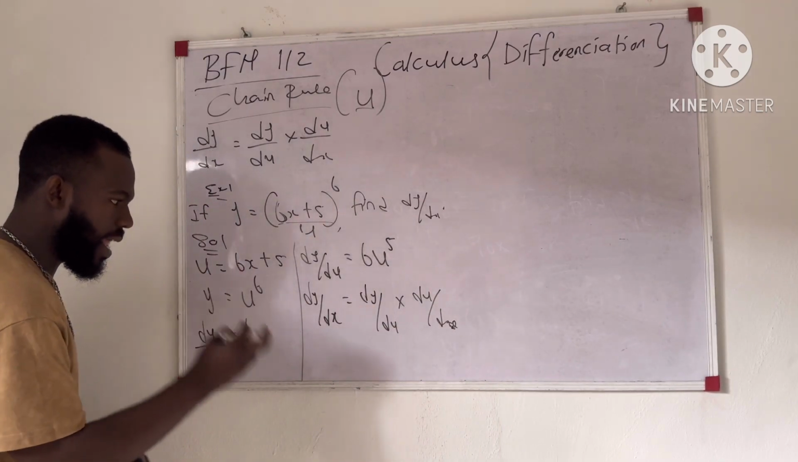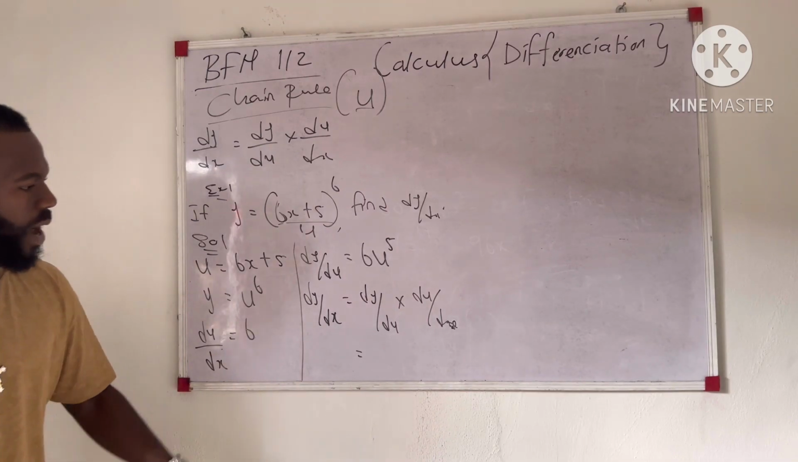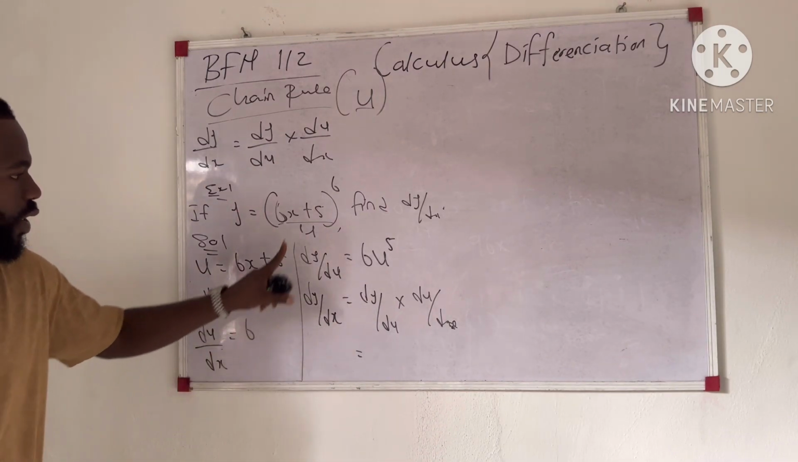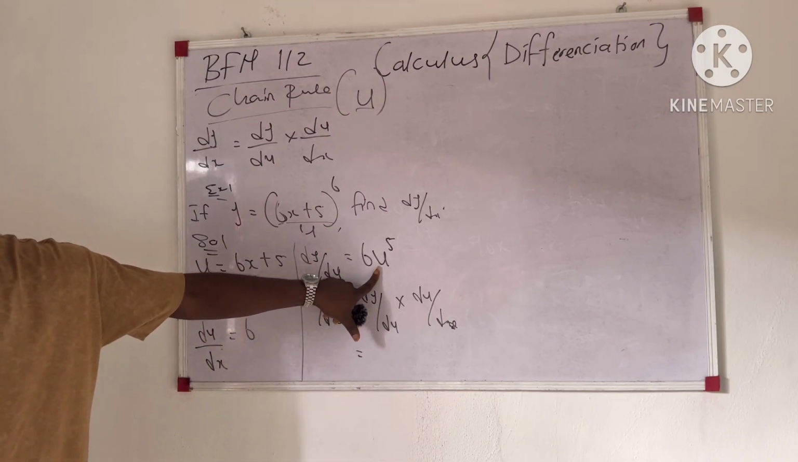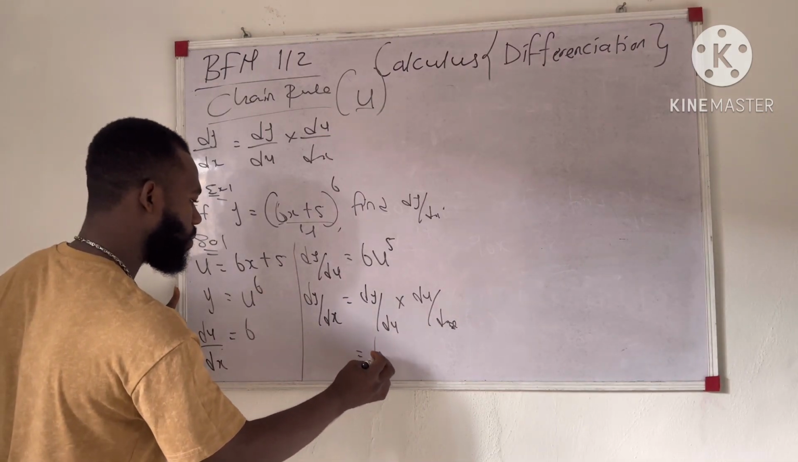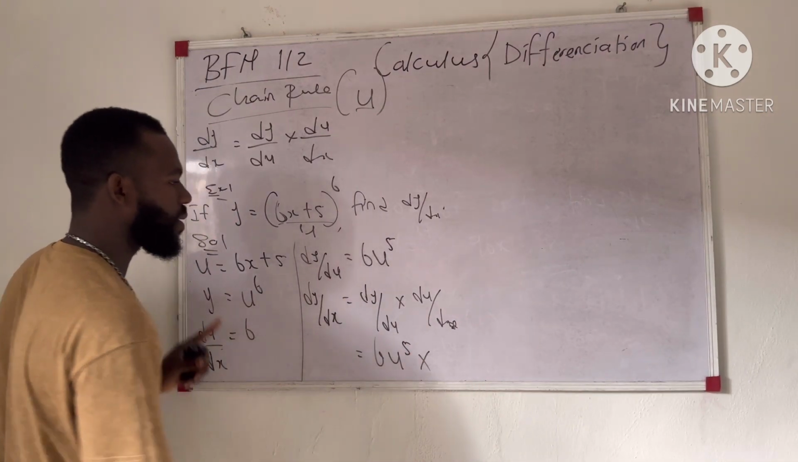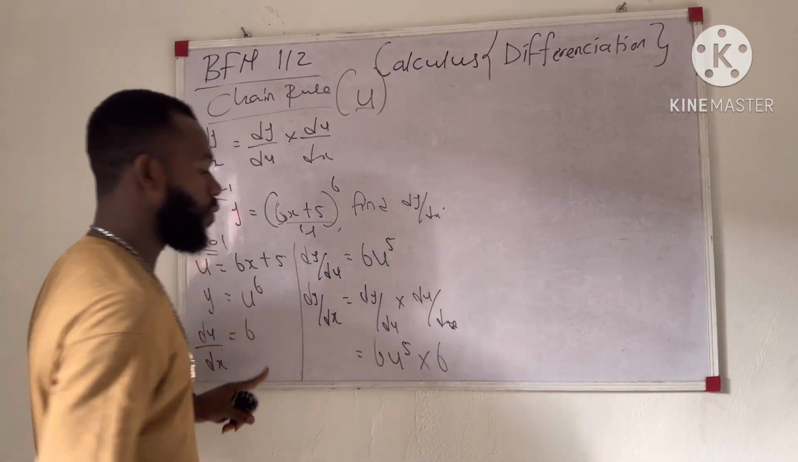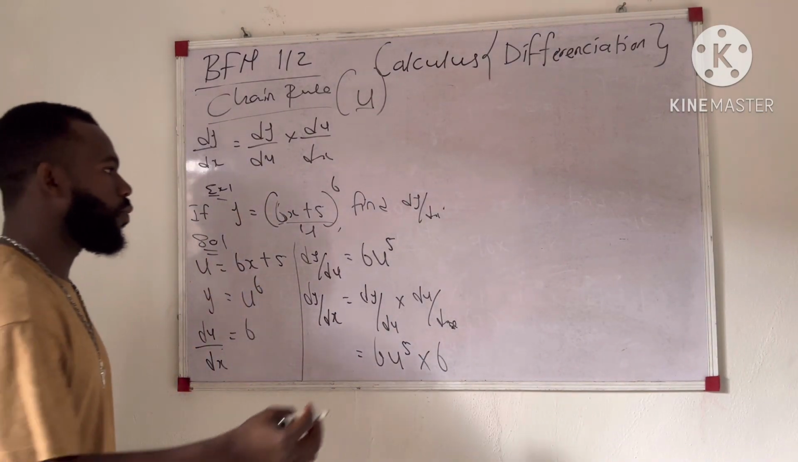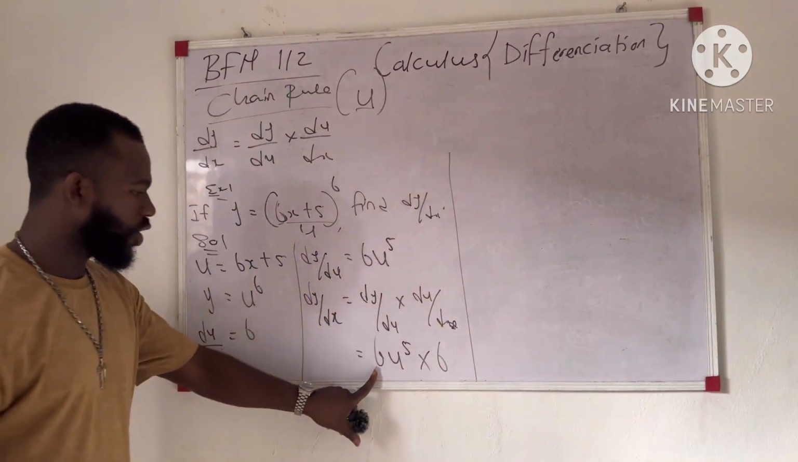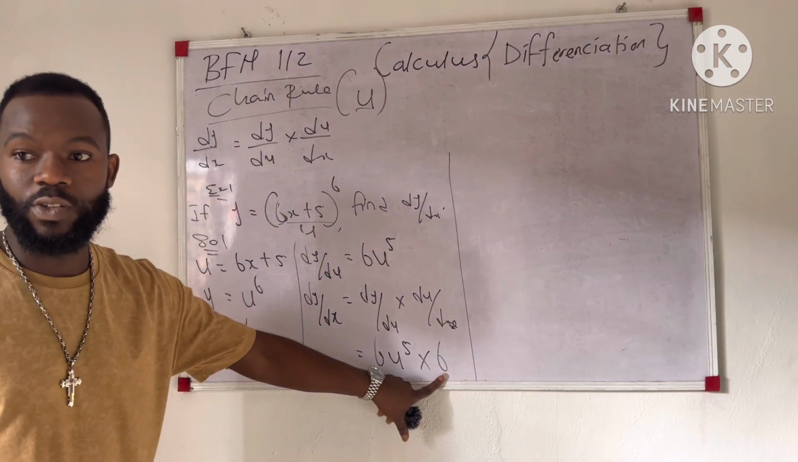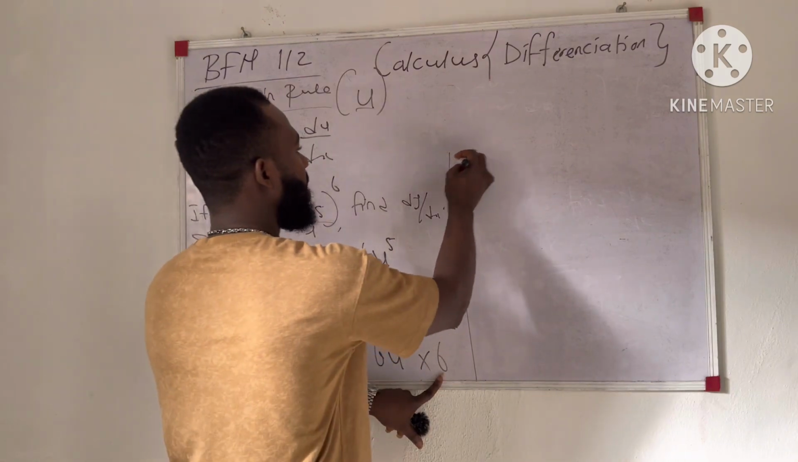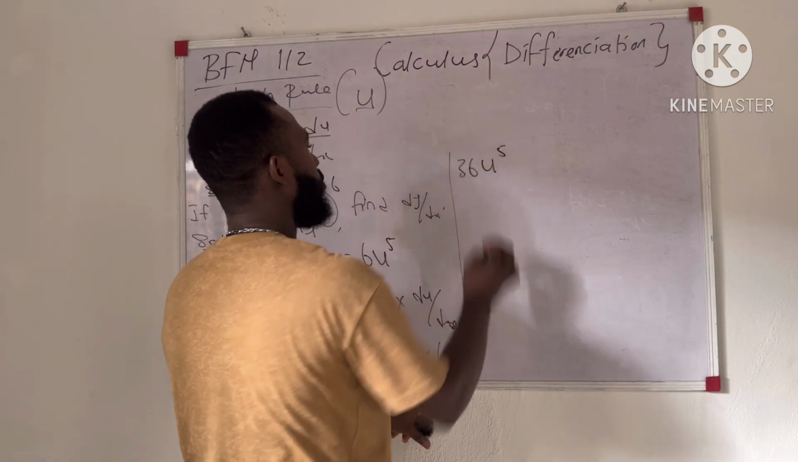Alright, now let's go. When we solve for dy over du, what did we get? 6u raised to the power 5. So here becomes 6u raised to the power 5 times... When we solve for du over dx, what did we get? 6. Are you with me? Yeah. So automatically, we're going to have this. 6 times 6 gives us what? 36. So here becomes 36u raised to the power 5.